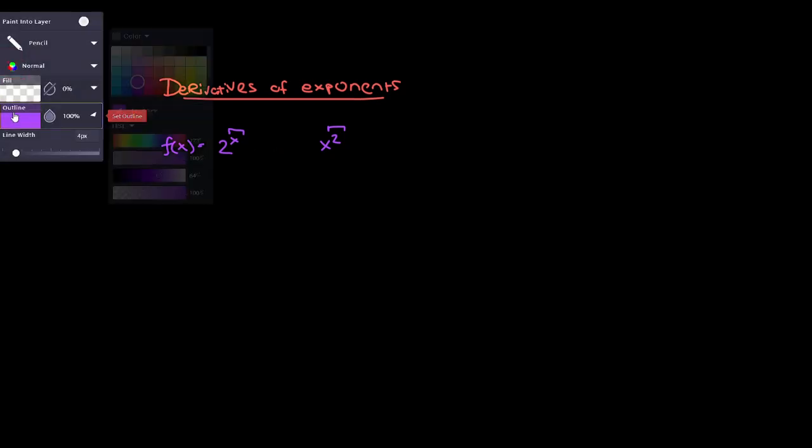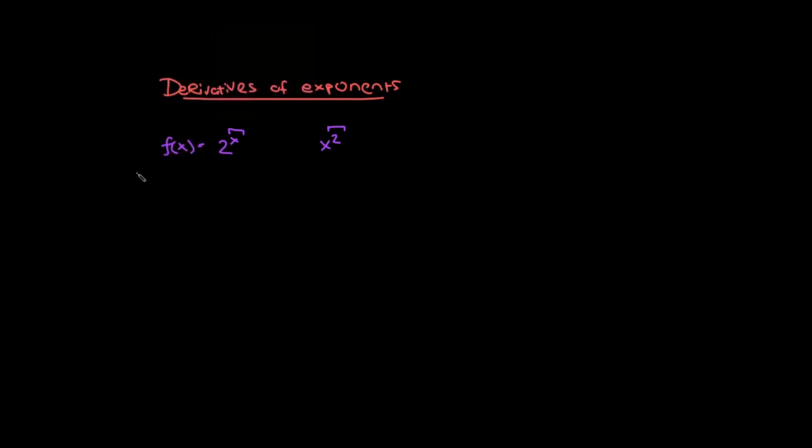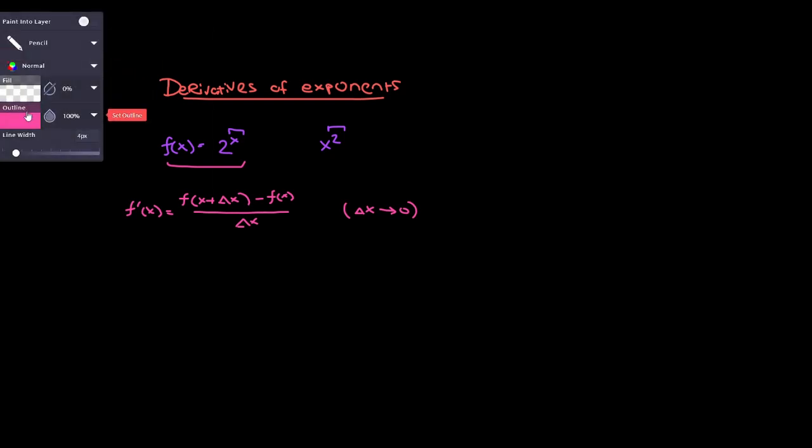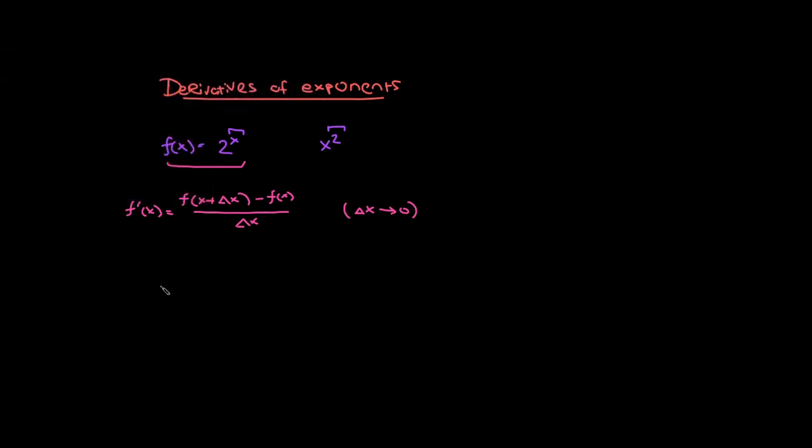So let's see what happens. Let's take a look at the definition of the derivative. So we'll actually look at this example, 2 to the x. So the definition of the derivative, if you remember from earlier parts, is going to be f of x plus a tiny difference in x, minus just the regular function, all divided by that difference. Right, like that. And we want to see what happens when the difference approaches 0, gets really close to 0. Alright, so let's fill in 2 to the x for our function.